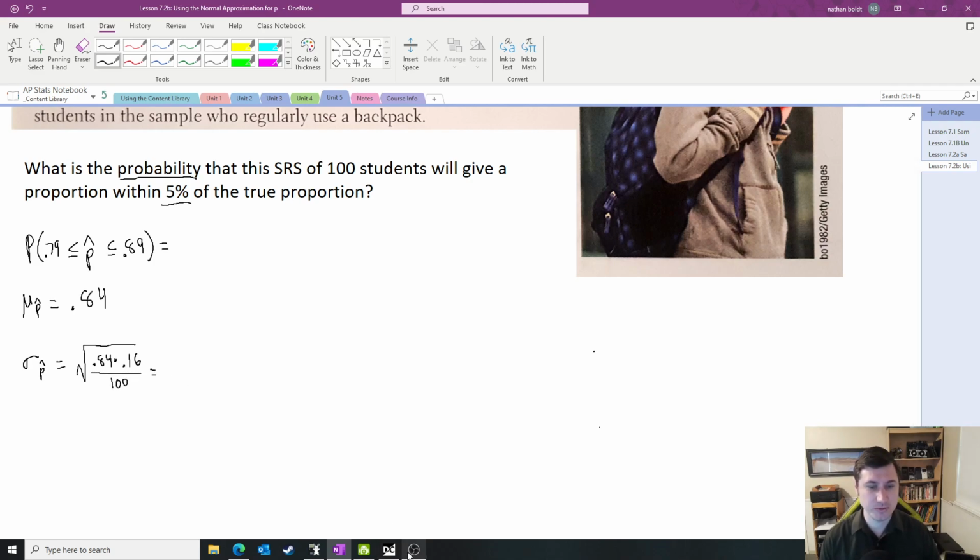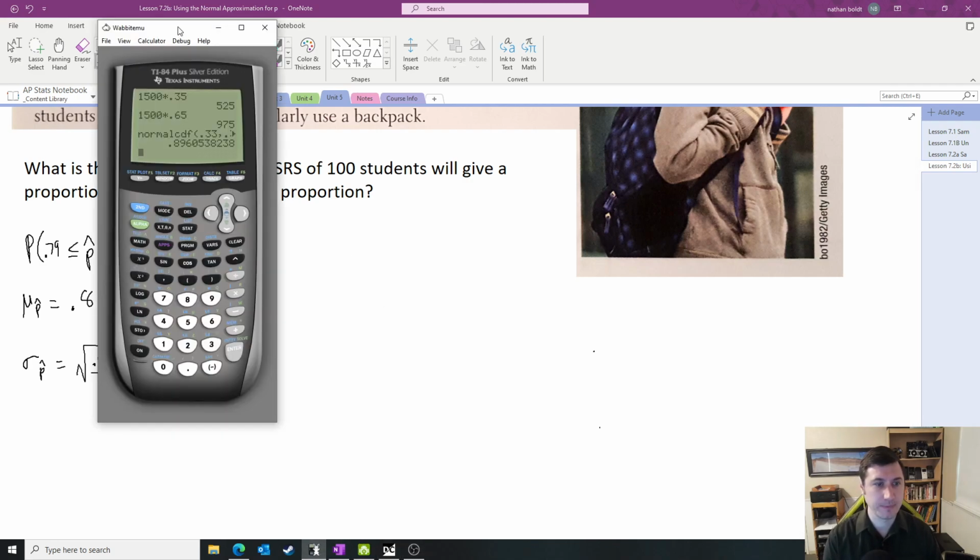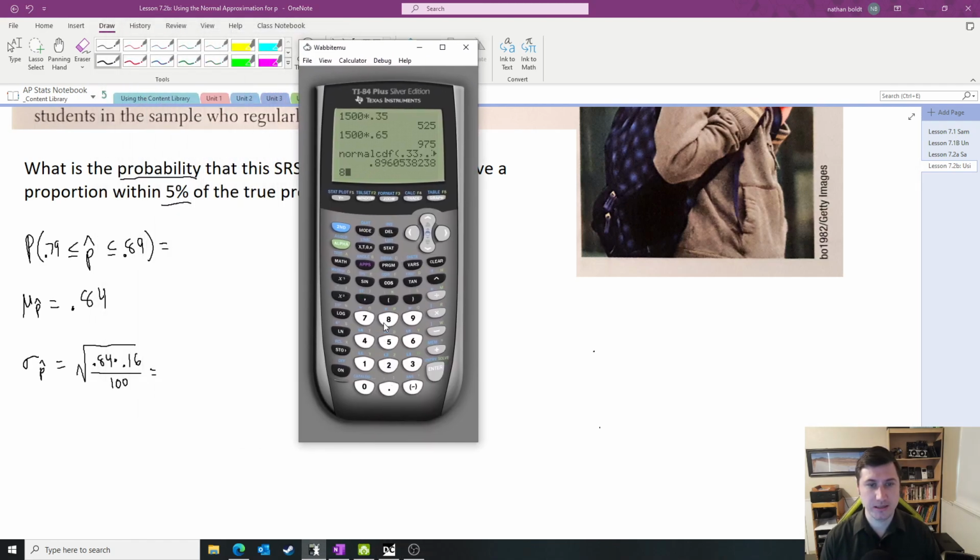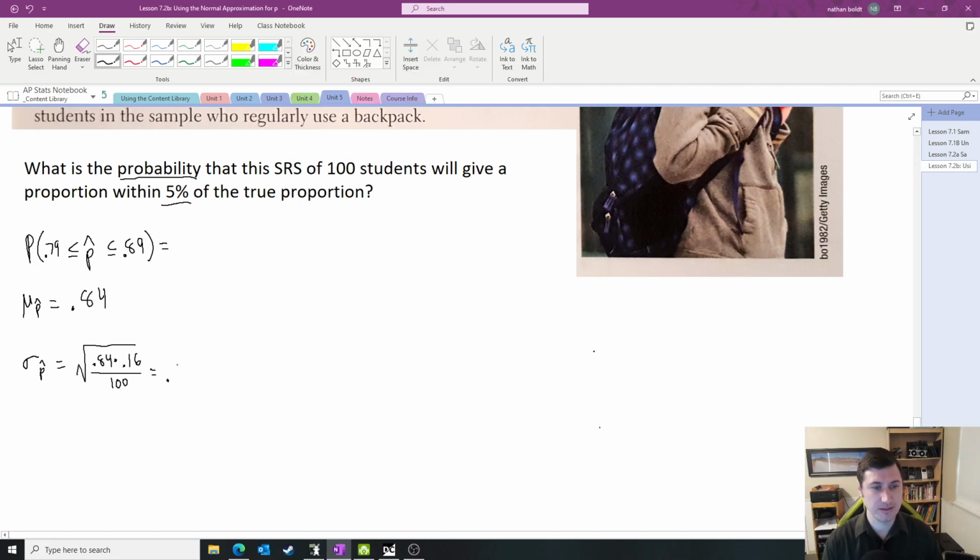So what do we get here? So we have 0.84 times 0.16 divided by 100, and then we have to square root that answer. 0.0366. All right, but remember we have our condition here.